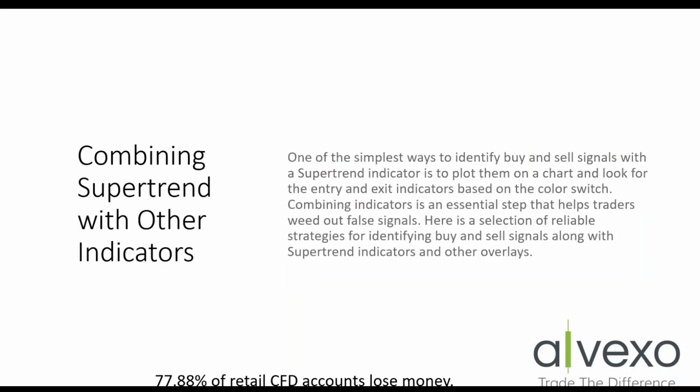So one of the simplest ways to identify buy and sell signals with the SuperTrend indicator is to plot them on the chart and look for the entry and exit indicators based on the color switch. Combining indicators is an essential step that helps traders weed out false signals.